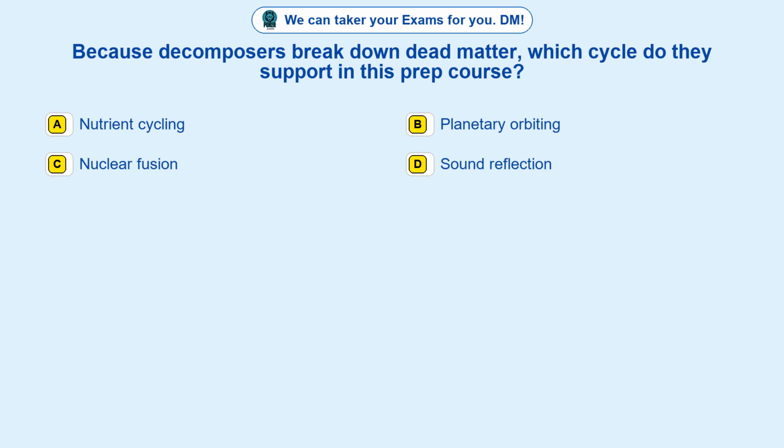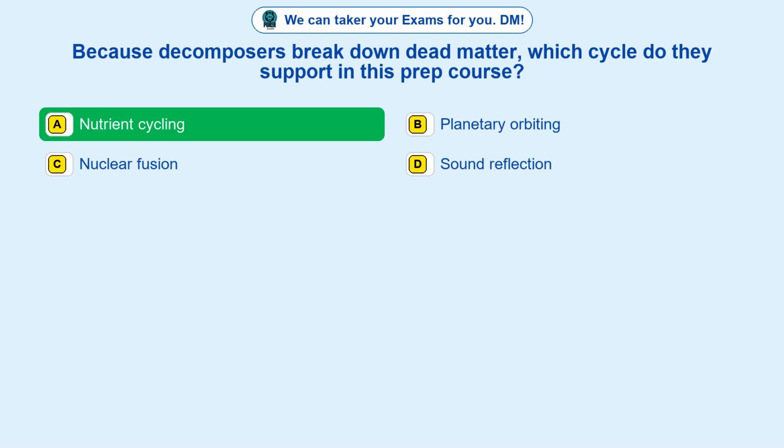Question 19. Because decomposers break down dead matter, which cycle do they support in this prep course? Option A. Nutrient cycling. Option B. Planetary orbiting. Option C. Nuclear fusion. Option D. Sound reflection. The correct answer is option A.